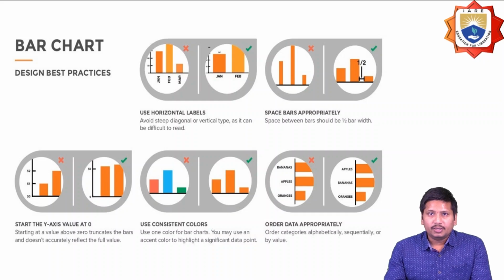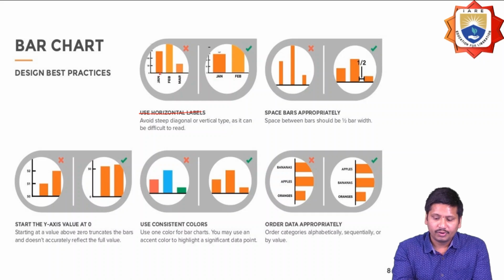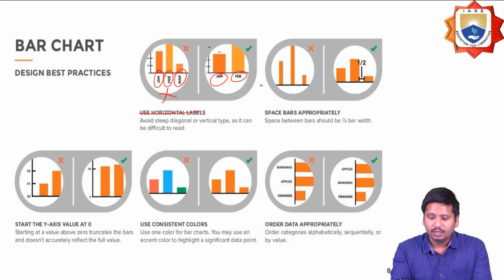So what are some of the best design practices? What should be considered for designing the bar chart? For the first thing, use horizontal labels instead of vertical labels. If I mention labels like this, it should not be preferable. All the time, the data I'm showing, the labels should be horizontal, to avoid steep diagonal and vertical text, which is difficult to read.